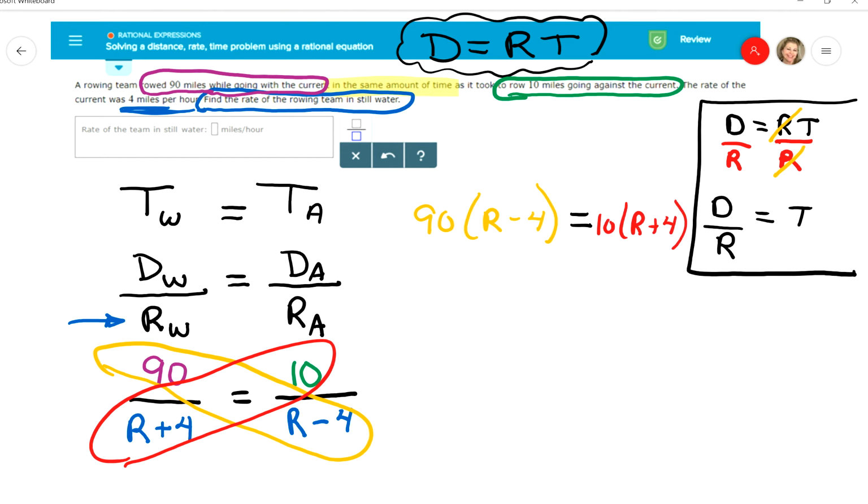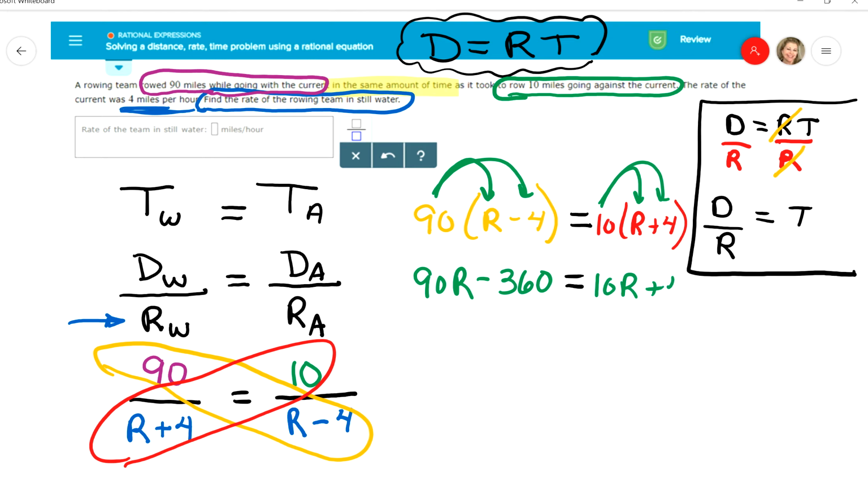And then I'm just going to distribute to get rid of my parentheses on both sides. First, I'll distribute the 90. That's going to give me 90R minus 360. And then on the other side, I'll distribute the 10 over here. That's going to give me 10R plus 40.